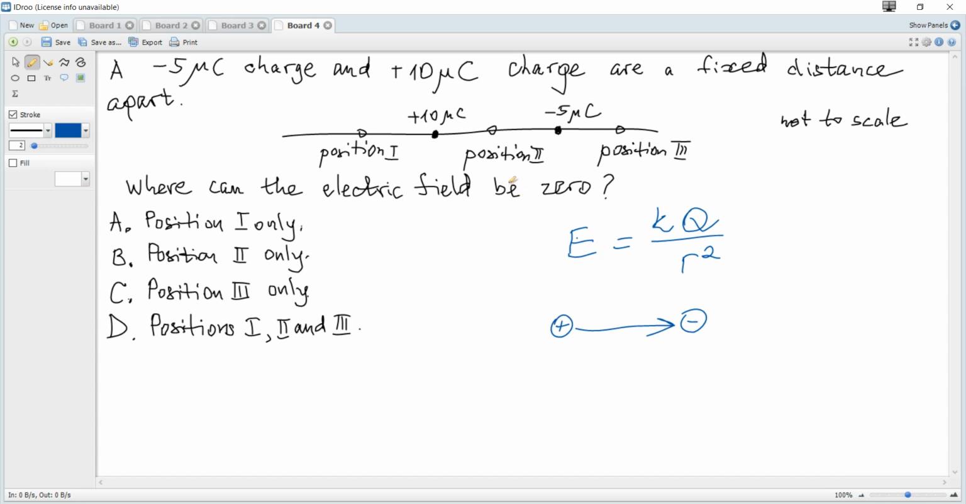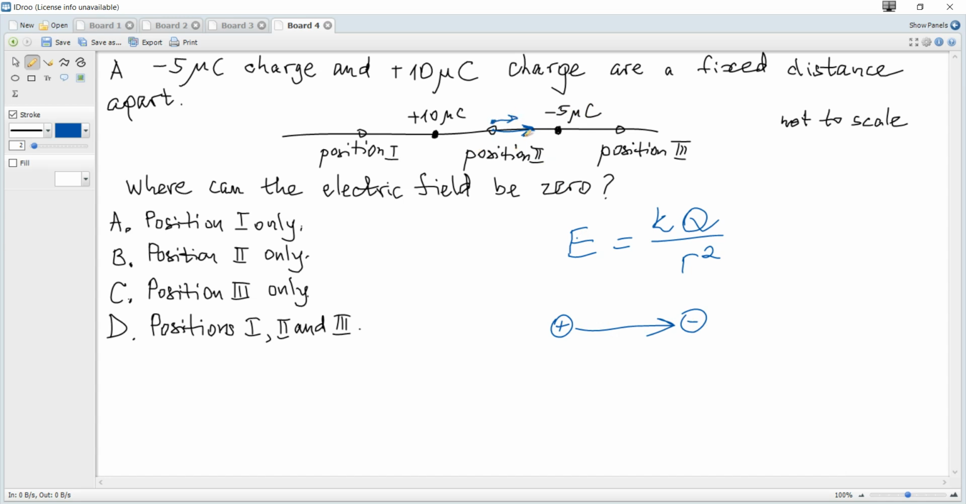So let's consider position 2. The electric field strength produced by charge plus 10 is directed from plus to minus, so it's directed to the right. It's a vector which is directed to the right. Field produced by -5, direction is from plus to minus, so it is directed to minus, so it's also to the right.